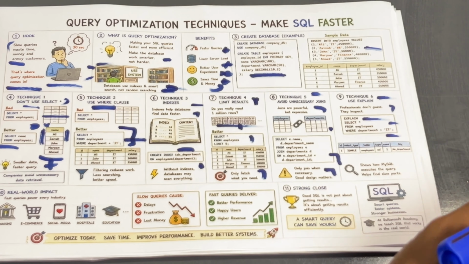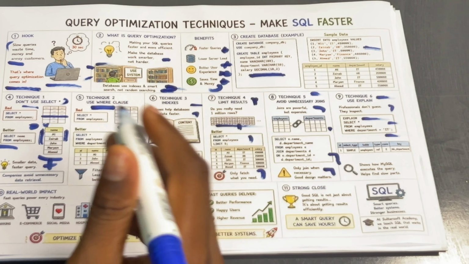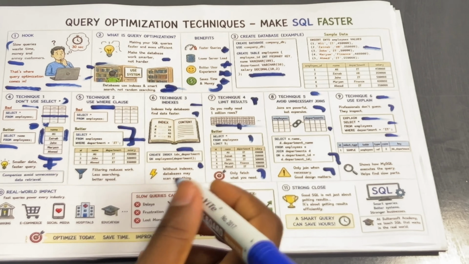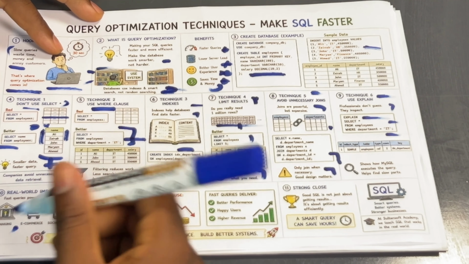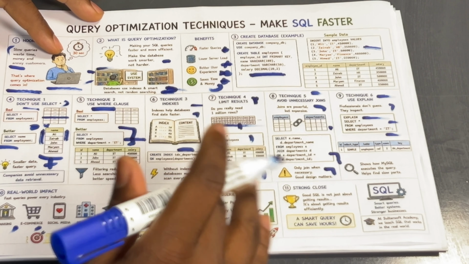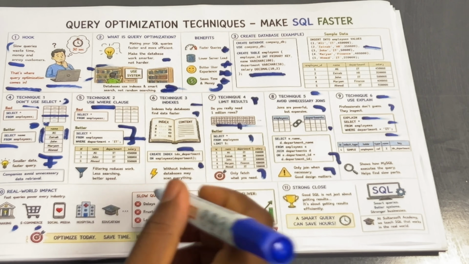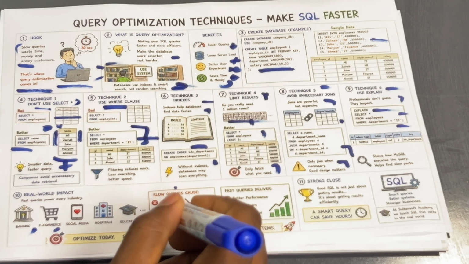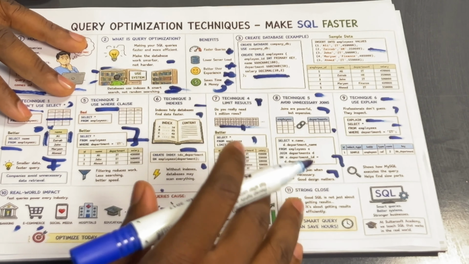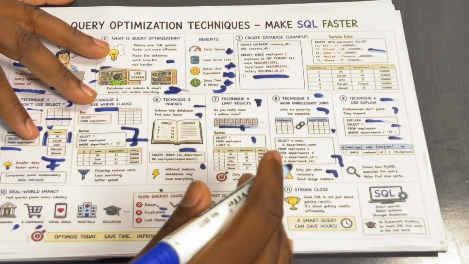Now let's talk about real world impact. So why does this matter? Because companies care about speed. Imagine banking systems, e-commerce websites, social media platforms. They have millions of users. And of course, slow queries create delays, frustration, loss of money. Fast queries improve user experience.